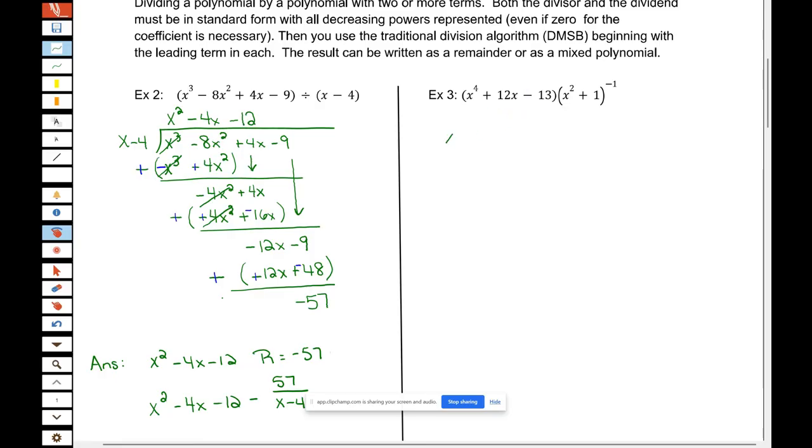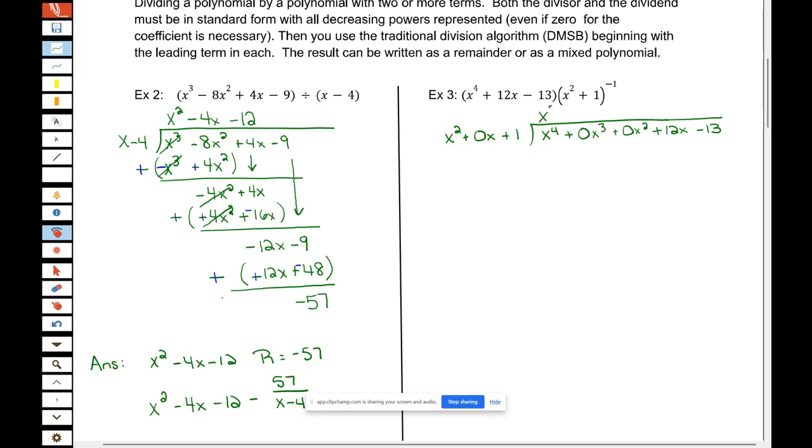So we're going to do x squared plus 0x plus 1. I have to have every power represented into x to the 4th plus 12x minus 13. Oh, I skipped some powers. We have a 0x to the 3rd plus 0x squared plus 12x minus 13. All right, now every power is represented in both the dividend and the divisor. All right, and then it's the exact same process we did on the previous problem.